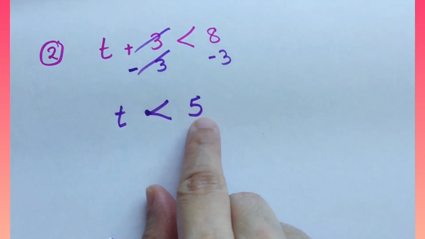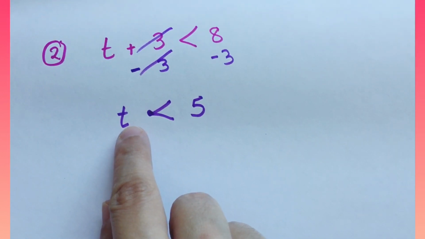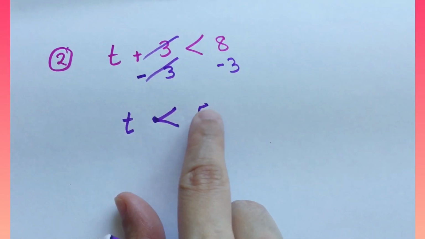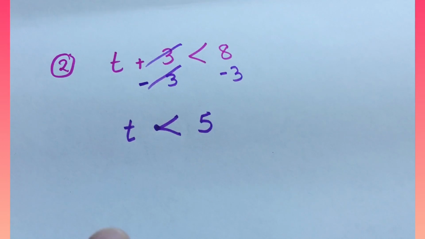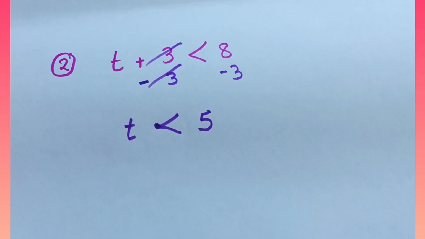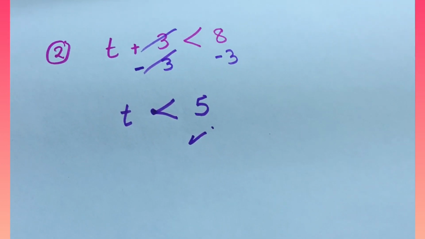So if I want to read it from the 5, I will say 5 is greater than t, because it's open from the side of 5. But it's better to read it from the variable because it's better for understanding. We are done with question 2.